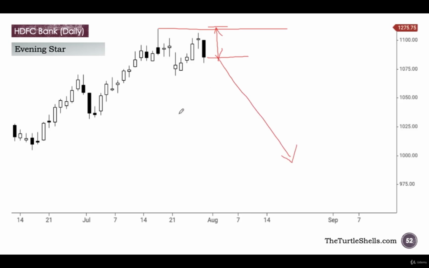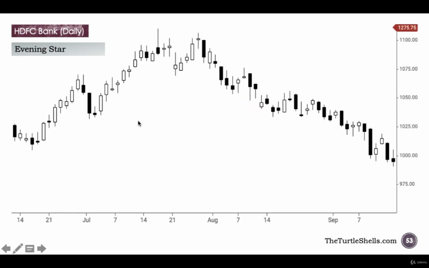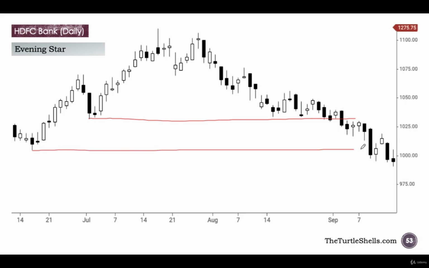This is a minor support. That's a cause of concern, but this I think is a major support. So here you might see some consolidation in the price, but once that breaks, it will go here, okay? So see in this case, it has broken that support also. S2 has been broken.